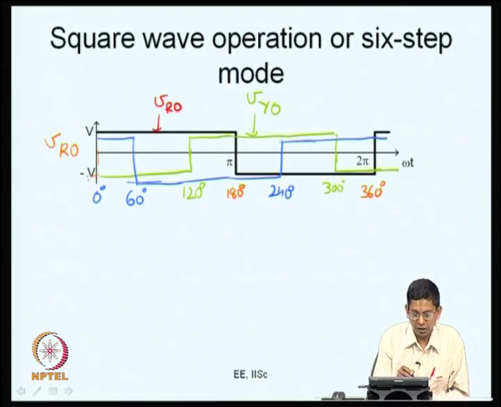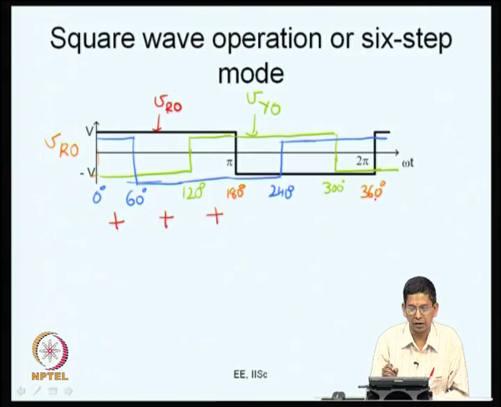Firstly, if you consider this first 60 degrees, you see that R phase is positive. The next 60 degrees also R phase is positive, and again between 120 to 180 R phase is positive. Between 180 to 360 degrees the R phase is negative. This is what you have.